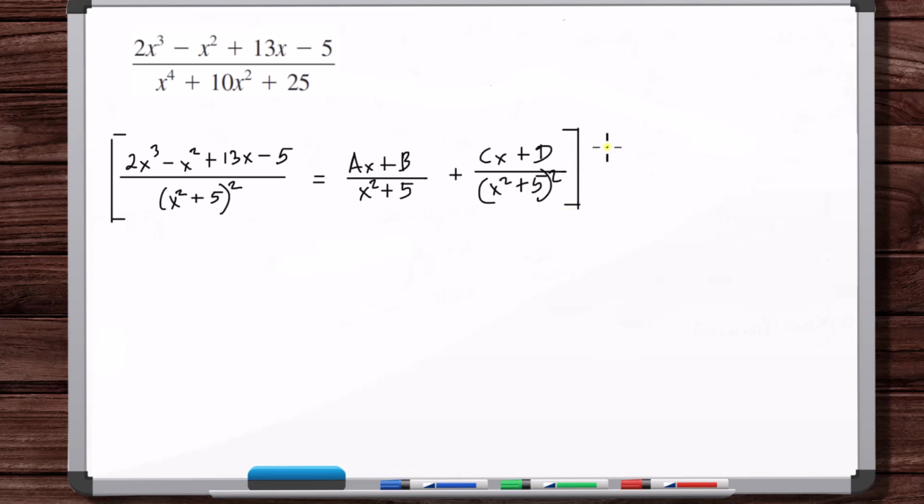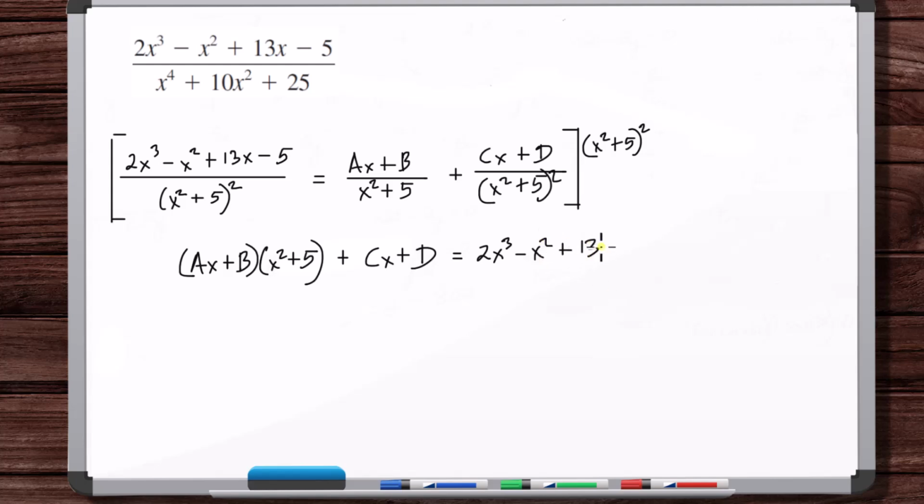And so to do this, you multiply to clear the entire equation by the least common denominator to clear the fractions. So this is x squared plus 5 squared. So we've got ax plus b, and then x squared plus 5, and then cx plus d. Oh, and I forgot to write, yeah, so okay, I can put it on this side. 2x cubed minus x squared plus 13x.